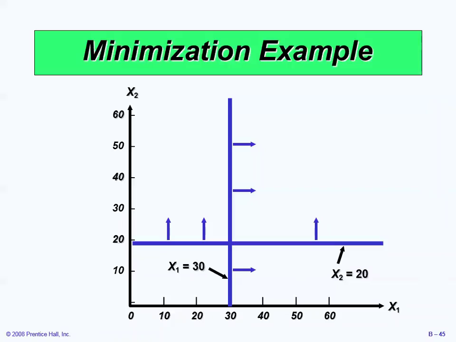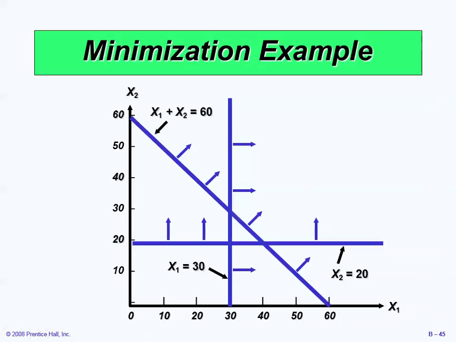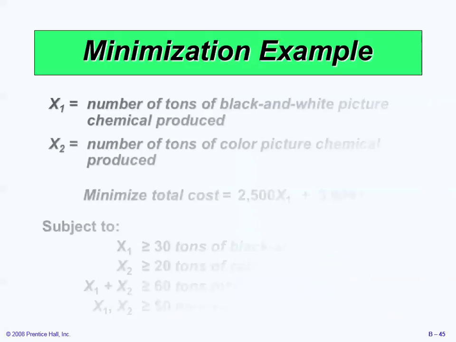Then our next constraint was x1 plus x2 greater than or equal to 60. On the x1 axis, we'll have 60 here. So it'll cut the x1 axis at 60 and the x2 axis at 60, and we just join these two together like this. And again, it has to be above this line. Any other constraints?